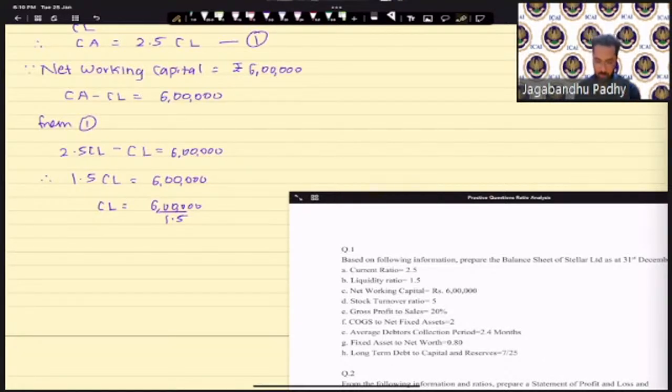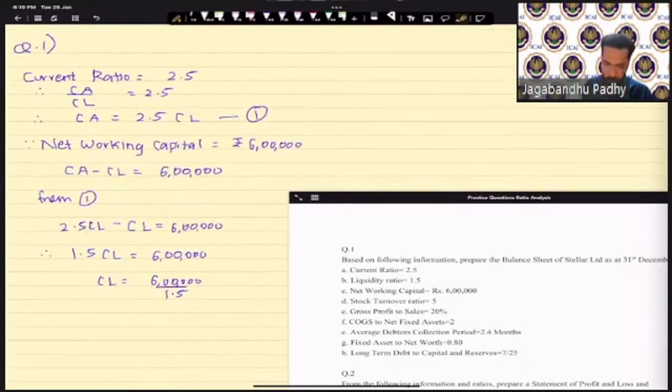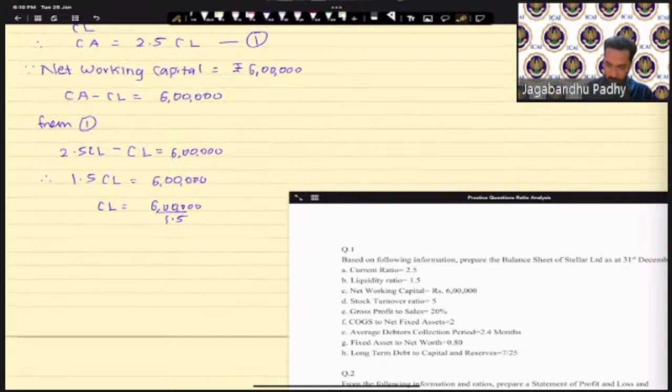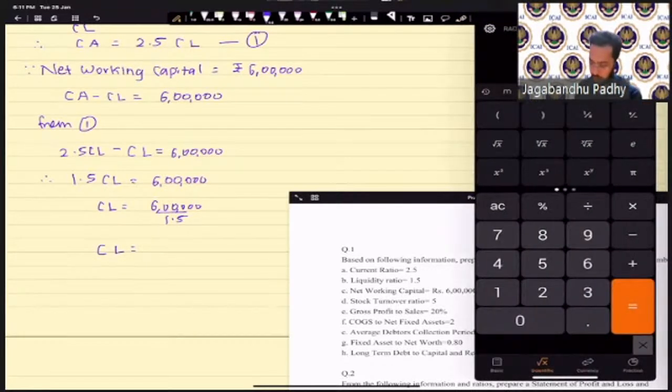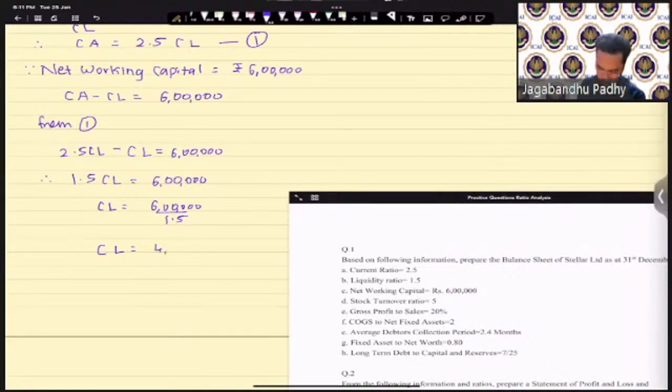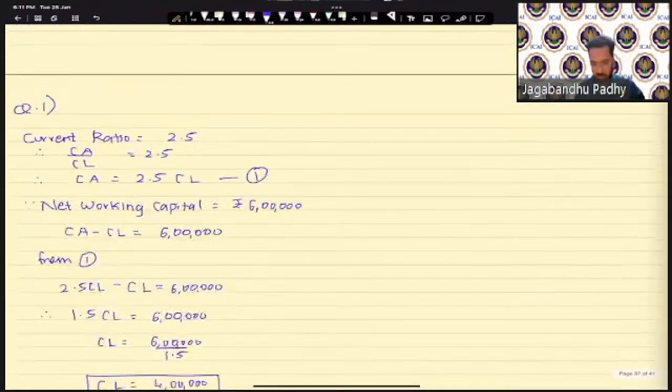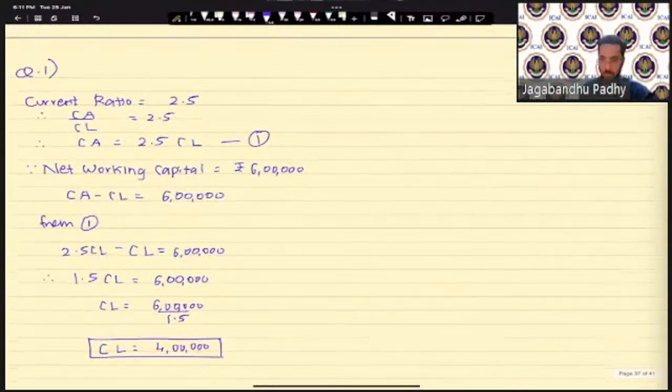Now, let me just continue with this. So we said current asset is 2.5 times the current liability. By substituting, we get the current liability figure: 6 lakh divided by 1.5. That's like 4 lakh. Current liability is 6 lakh divided by 1.5, 4 lakh.